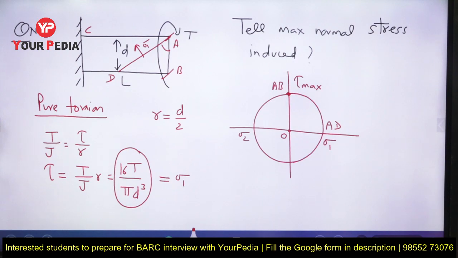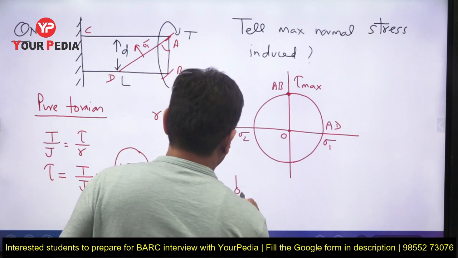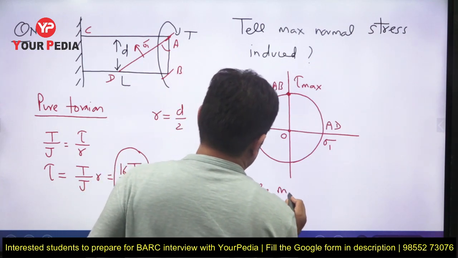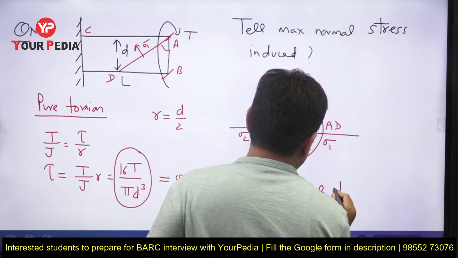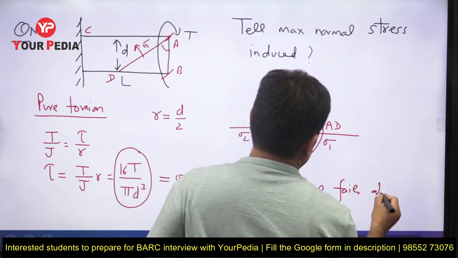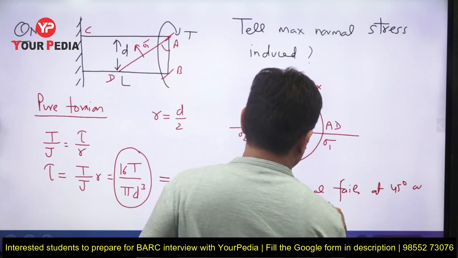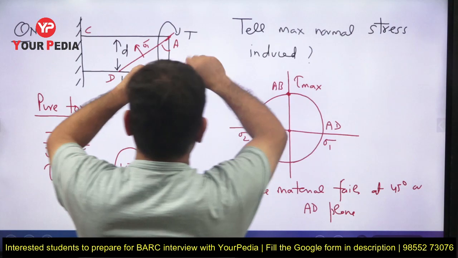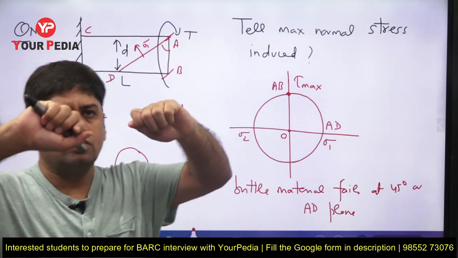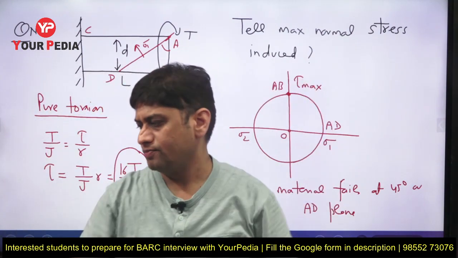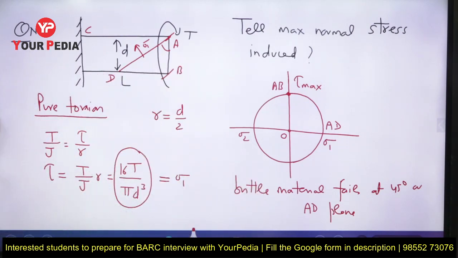Now, suppose this is a brittle material. Can you tell me at which plane this is going to fail? A brittle material fails at 45 degrees, or the AD plane. If you take a piece of chalk and give it a twist, you will find that the chalk will fail at 45 degrees. This is how it fails. This is the answer you could have given.